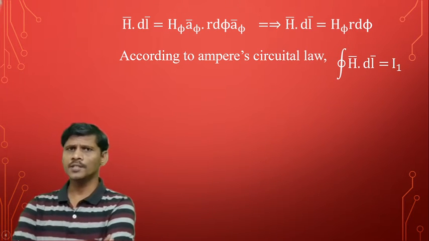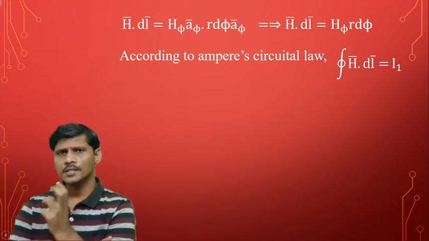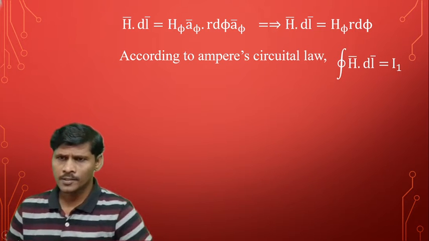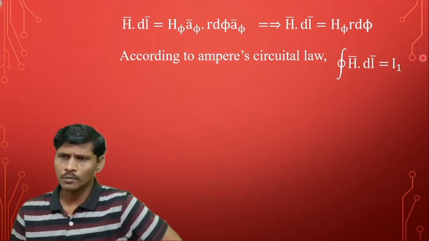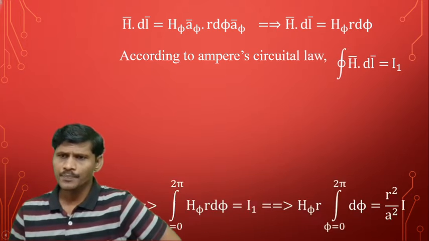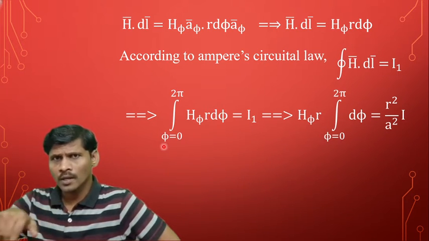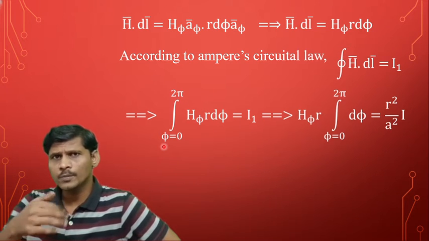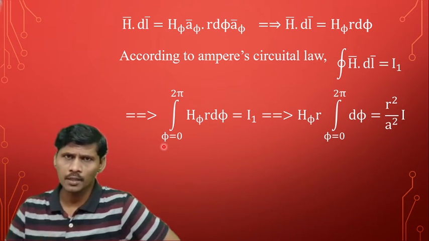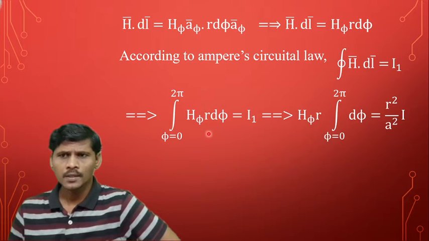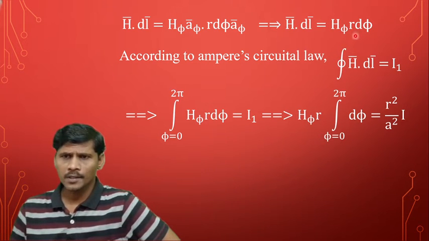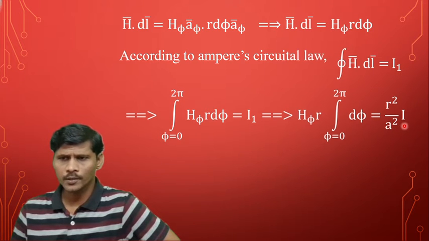In this case, the enclosed current is considered as I1. Substitute H bar dot dl bar and the I1 value. Over the Ampere path, phi varies from 0 to 2 pi, so the integral from 0 to 2 pi of H phi r d phi is equal to I1, where I1 is equal to r square by a square into I.